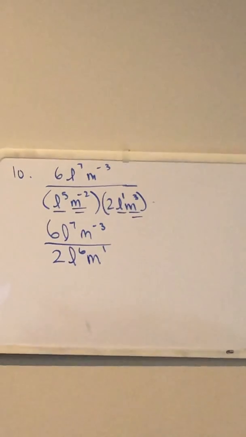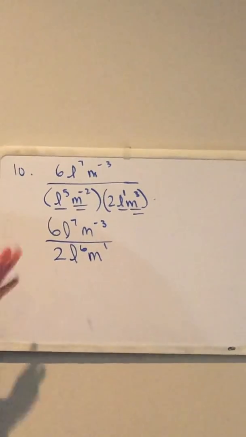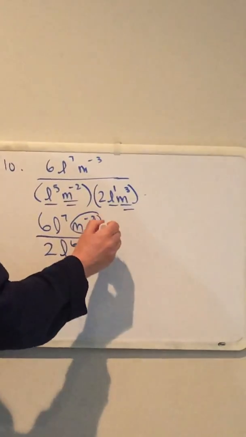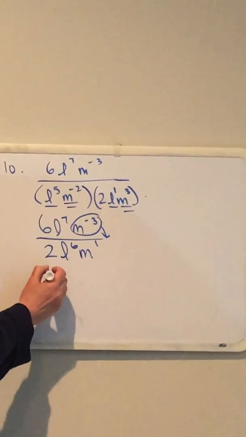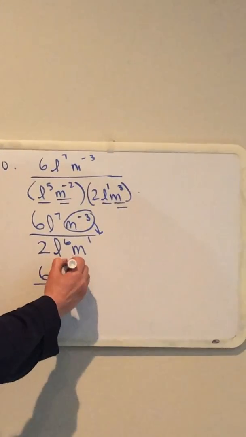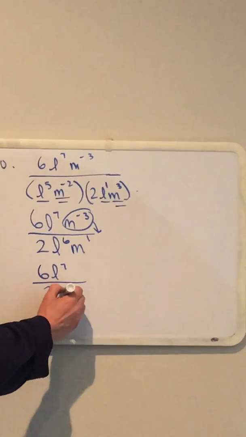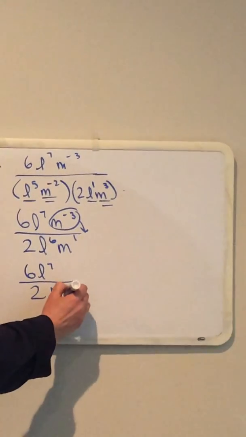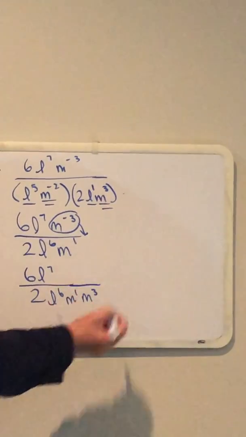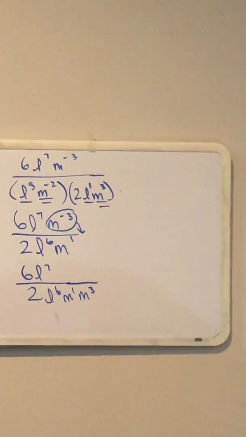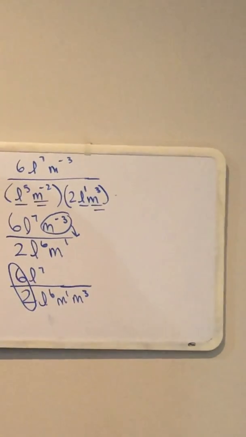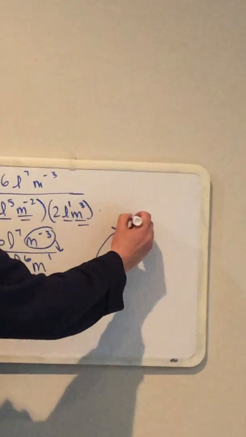Okay, from here, before I do any reducing or anything, I would take this and move it down where it belongs. So now I have 6 over 2, L to the 7th in the numerator. In the denominator, I have L to the 6th, m to the 1st, and m to the 3rd that just had to move down there. Now I'm going to start reducing and dealing with my exponents. 6 over 2 is 3 over 1.